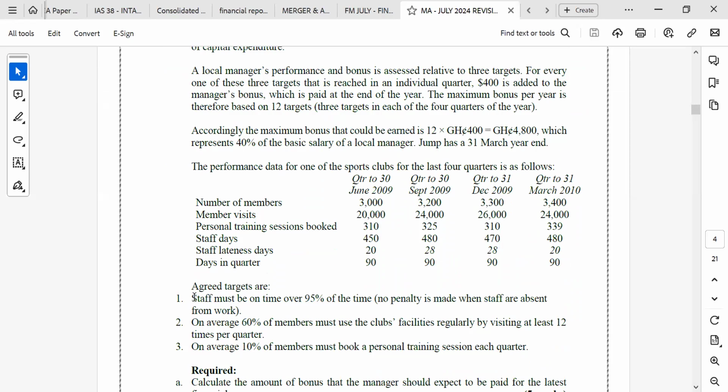What is the total? 450, 450, 450, 480, 470, and 480. Okay, so if staff are late for 20 days, what will be the actual number of times that they are going to be at work?